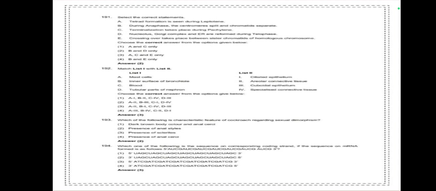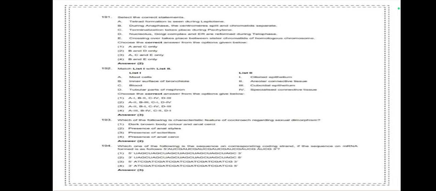Question number 191, select the correct statements. Choose the correct answer from the options given below. Answer is 2. B and D only. During anaphase, the centromere splits and chromatids separate. D. Nucleolus, Golgi complex and ER are reformed during telophase. Answer is 2. B and D only.